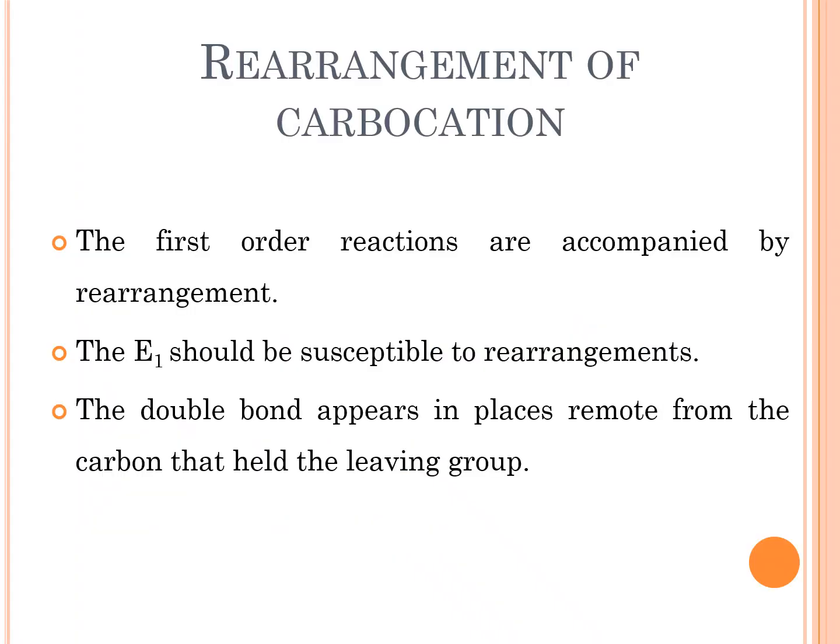So we have already studied about E1 and E2 mechanism in the previous class. In E1 mechanism, there are two steps involved. First one is the intermediate formation of carbocation. And this carbocation will undergo rearrangement to form an unexpected product. That rearrangement we are discussing in this topic.